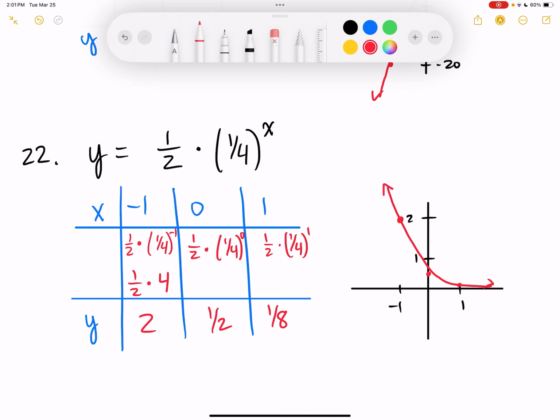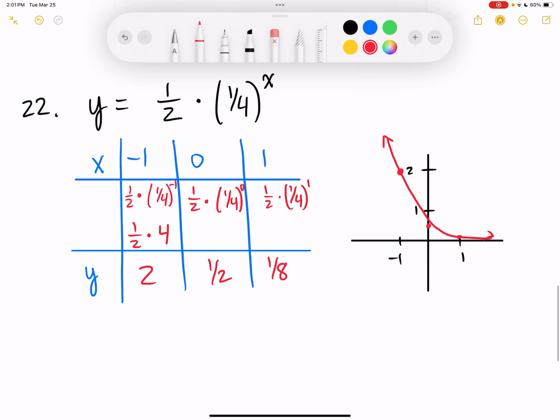So, if you have a fraction being raised to a power, and when I say a fraction, I mean like between 0 and 1, not like 5/4 or something like that, it is a decay function, going downhill. If it is a number bigger than 1, so not a fraction, then it's going to be going uphill, which is the ones we did yesterday, and that's a growth function. So that should be your kind of easy way to check when you go back and you're checking on your test or your homework to see if you did them correctly.